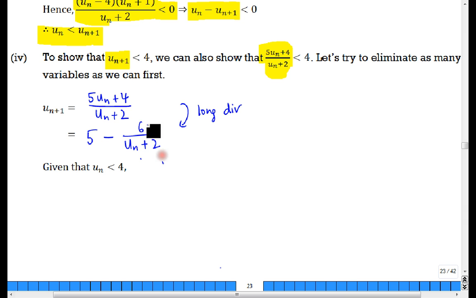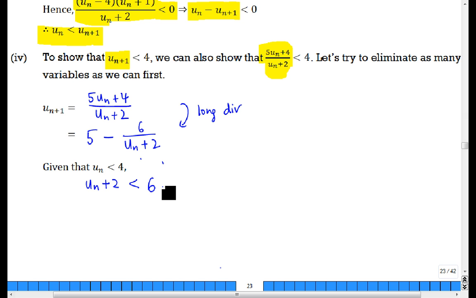Attack here. Okay, we know un is smaller than 4, therefore un plus 2 must be smaller than 6. Just add 2 on both sides. Too easy. Now, then what about 6 divided by un plus 2? Can I divide un plus 2 on both sides? Can or cannot?